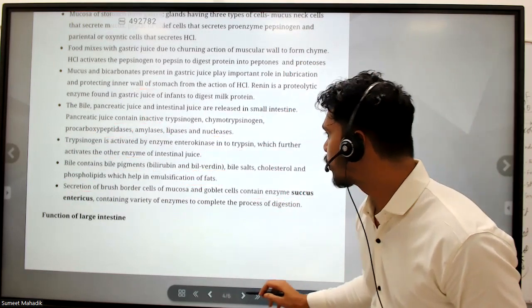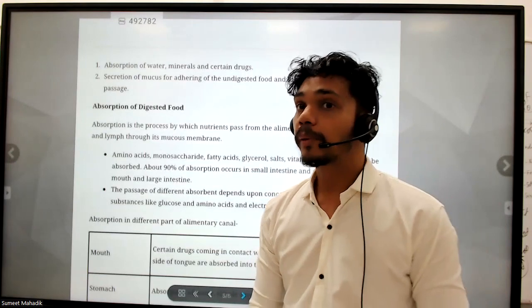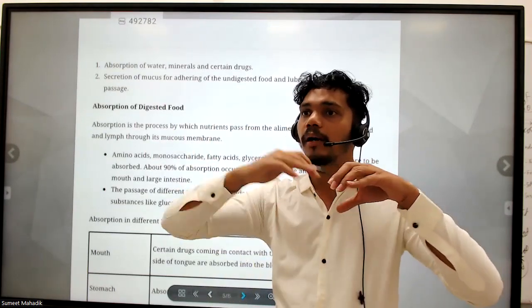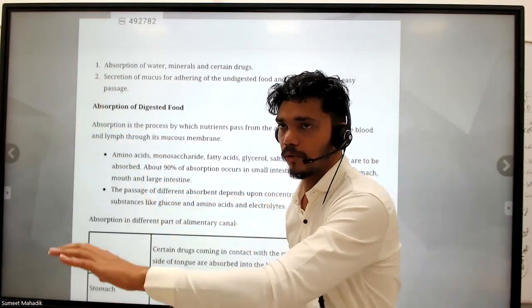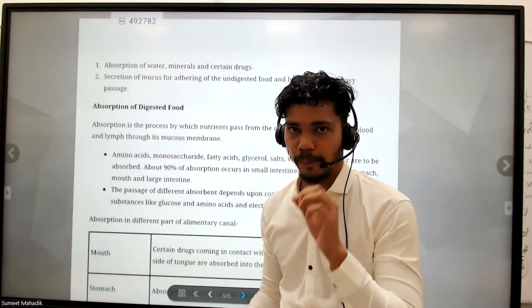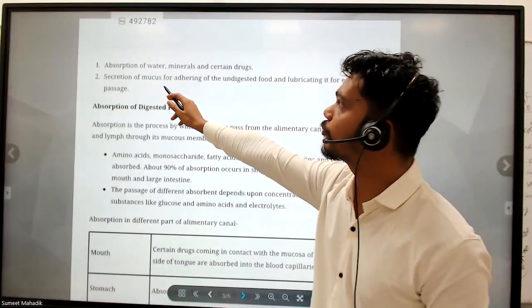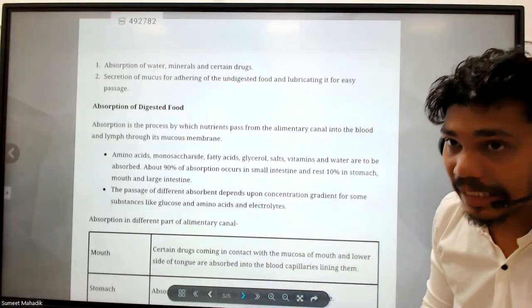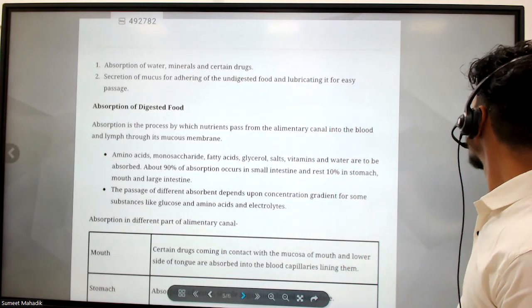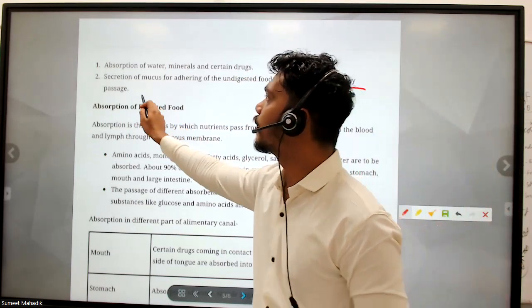Okay. Now we are moving to almost the last part. Just pay attention. Now absorption of water, minerals, and certain drugs will take place. I told you, between the lumen. Okay, what is going to happen in the lumen? Some drugs directly bypass those things. They go further because we want drugs to be activated at a particular target, right? So absorption of water, minerals, and certain drugs, and secretion of mucus for adhering undigested food and obviously lubricating it for easy passage.